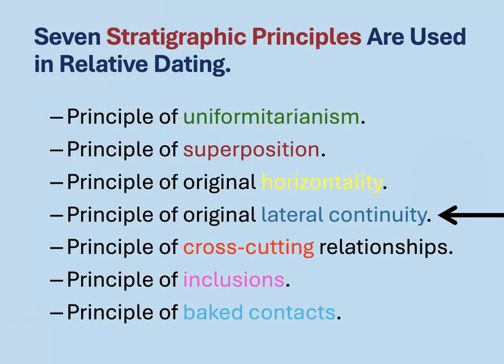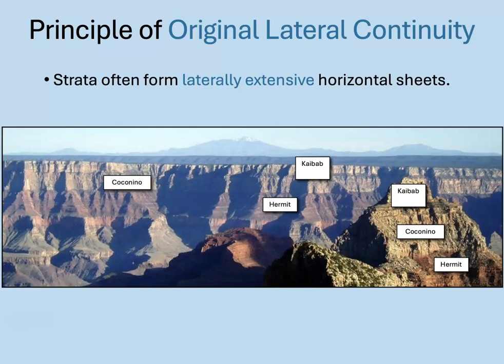Next we have the principle of original lateral continuity. This basically says that those large horizontal sheets of sediment can extend laterally for great distances. Here we have the Grand Canyon, and I've labeled some of the rock units. In this close outcrop we have the Hermit Shale, overlain by the younger Coconino Sandstone, and overlain by the youngest Kaibab Limestone. If we look across the canyon, we see these exact same units, the Kaibab Limestone on top, then the Coconino Sandstone, and then the Hermit Shale. And then there are other rocks that are even older below it. So this is showing how these rocks are laterally continuous across the Grand Canyon.